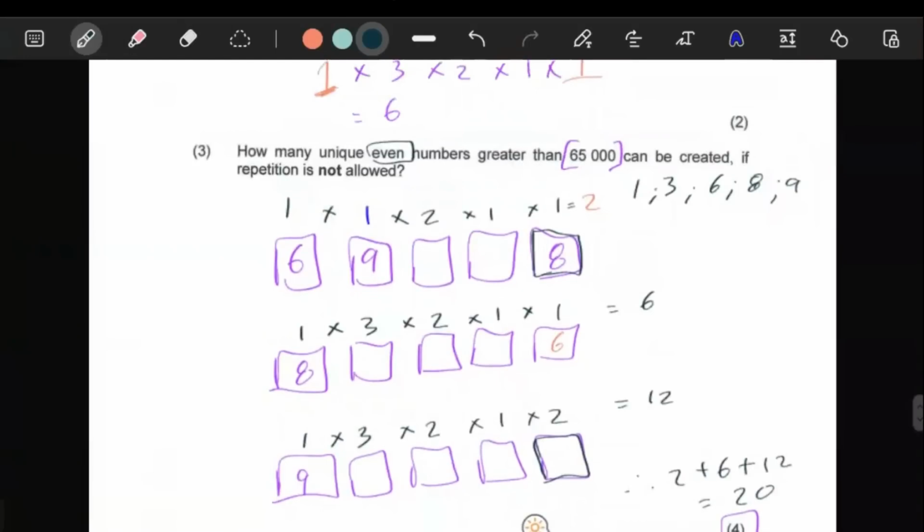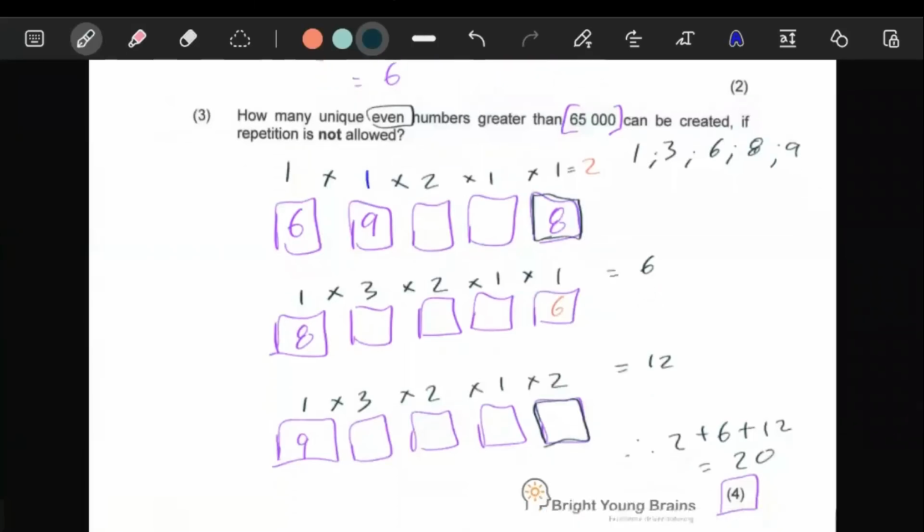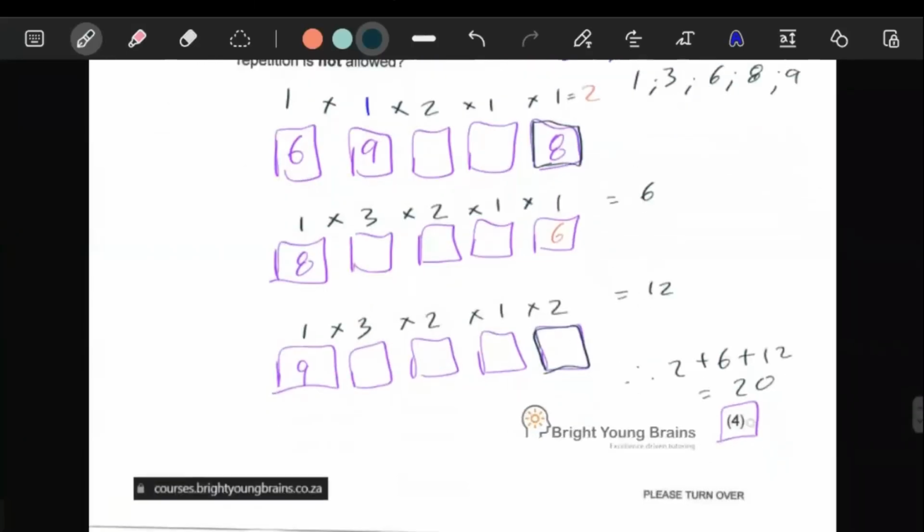Those are the unique numbers that can be made that are bigger than 65,000 and that are also even numbers. So that's how you work out a question like this one. It's only 4 marks, but you can see there's definitely method to all this that we were doing. It's nothing random. It's definitely particular.